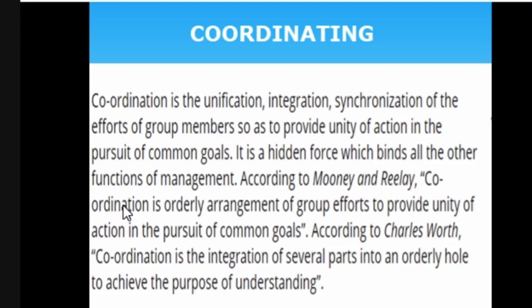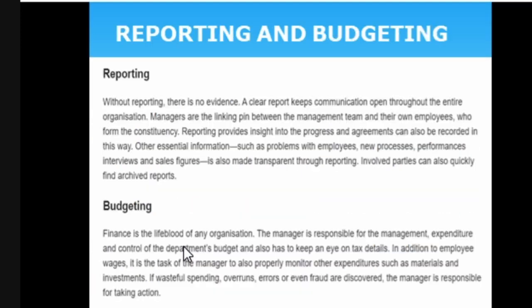It is an orderly arrangement of group efforts to provide unity in action in pursuit of common goals. So everyone is cooperating in the effort. For example, our aim is to write an article, so everyone is giving cooperation towards that, right? You are doing the introduction part, I am doing the literature review part. So everyone is cooperating because our aim is to write an article, in such a way that our aim is fulfilled. So that is called cooperation, coordination, right?